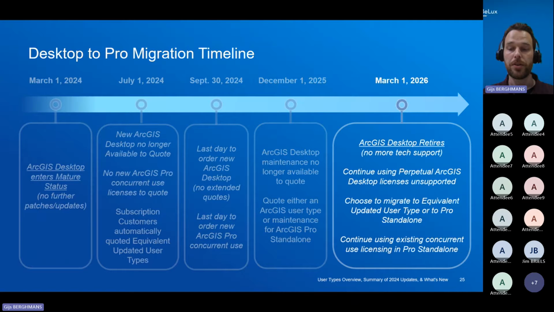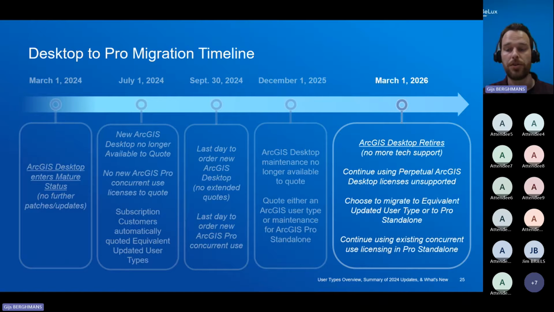And then on the 1st of March 2026, so 3 months later, ArcGIS Desktop will reach retired support status. This means that customers will still be able to consult the online documentation, but they will not be able to contact the support department anymore regarding technical questions on this product.